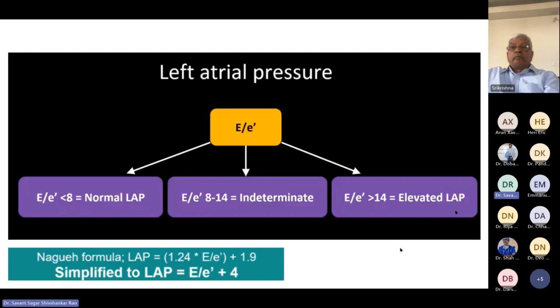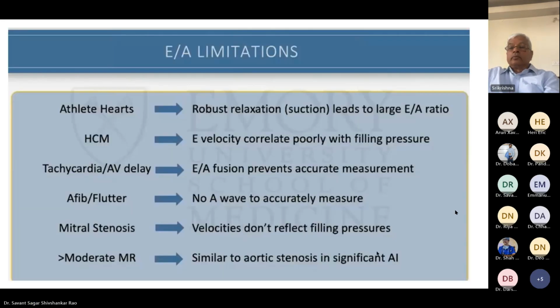So this is the summary of the E by E prime. And E by A has limitations. In an athlete's heart, robust relaxation, that is suction, will lead to a larger E by A ratio. In hypertrophic obstructive cardiomyopathy, E velocity correlates poorly with the filling pressures. During tachycardia, there is a fusion of the E and A beats, so there will be inaccurate measurements. In atrial fibrillation, we have an absence of the A wave, which will decrease the measurement efficacy.